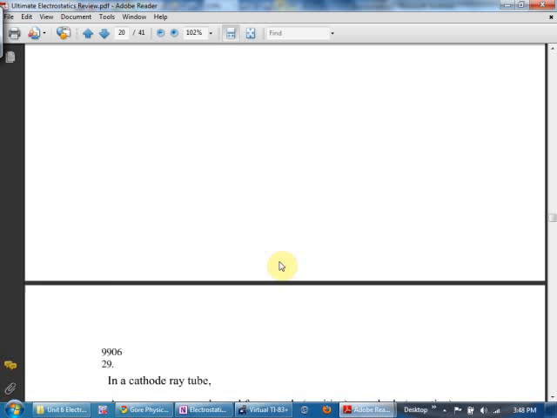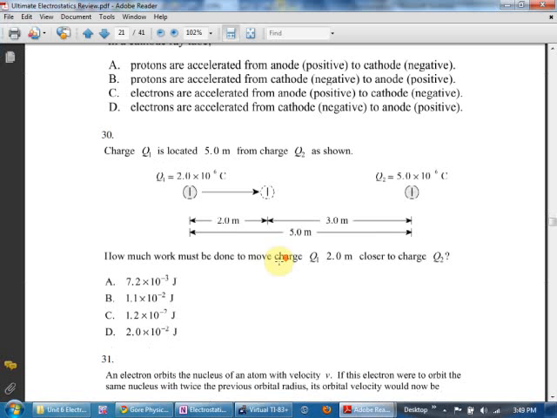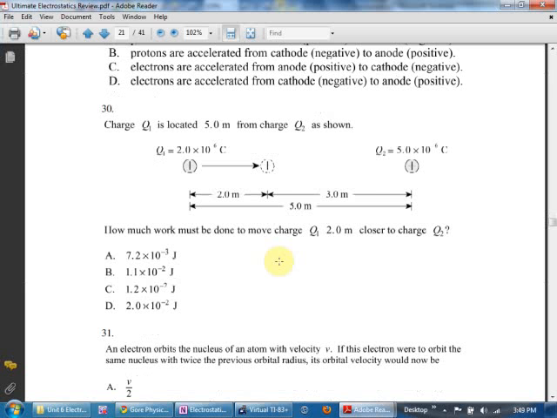30 is a good question, so how much work must be done to move charge Q1 2 meters closer? So here's where you would use work equals change in potential plus change in kinetic. Change in kinetic is 0. Change in potential, final minus initial.